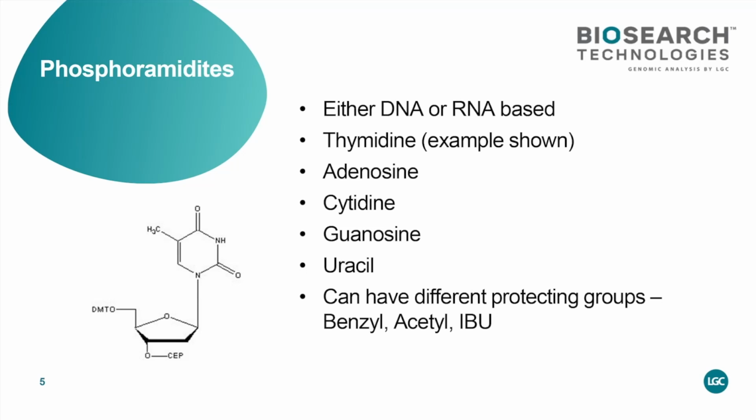So also on the base that is attached, this is where you're going to have your A, C, G, T, U. You will have different protecting groups. The reason why is because the chemistry you're putting the oligo through is pretty harsh. So what you want to do is keep this particular base attached to the ribose.